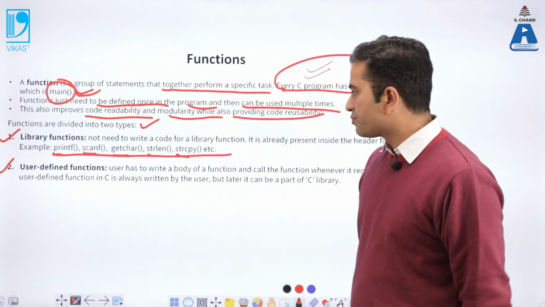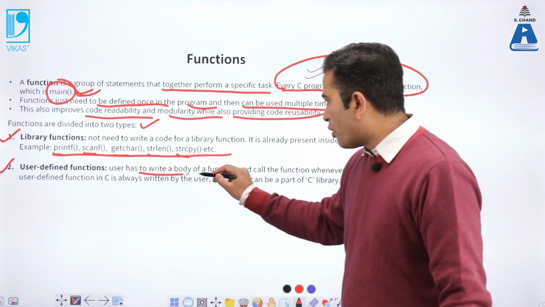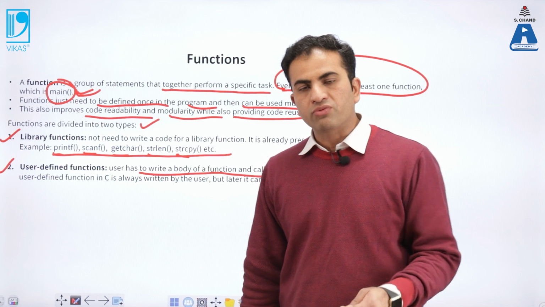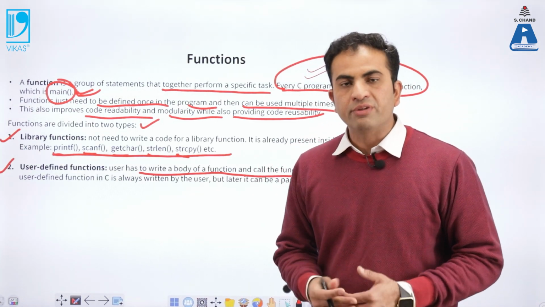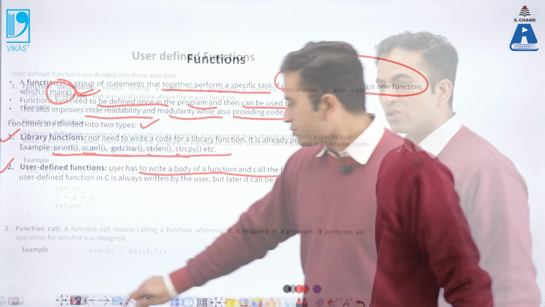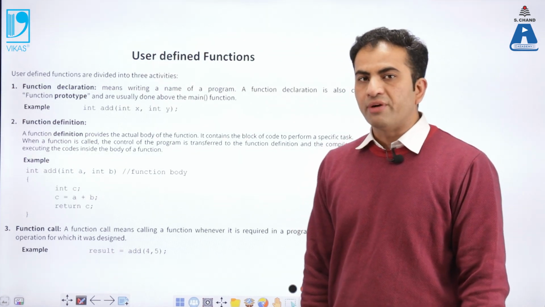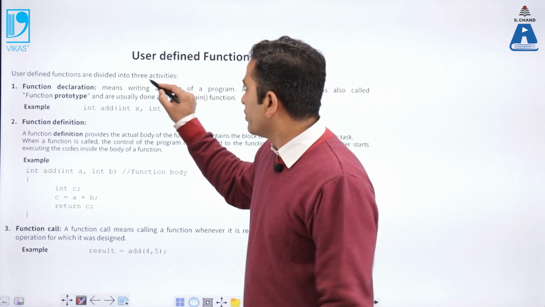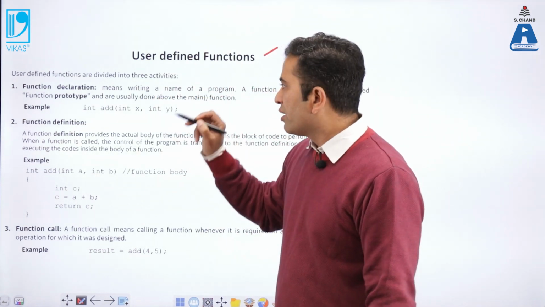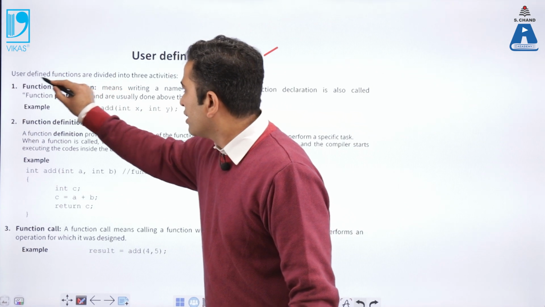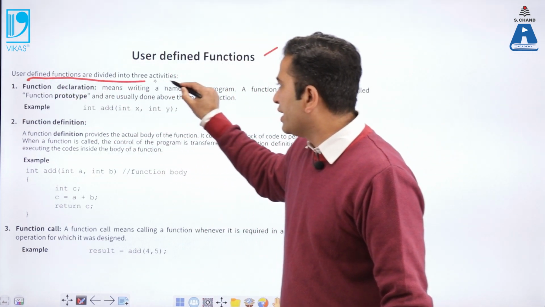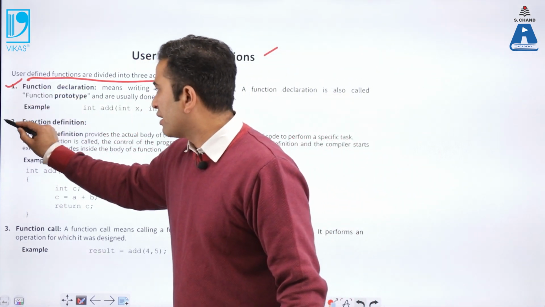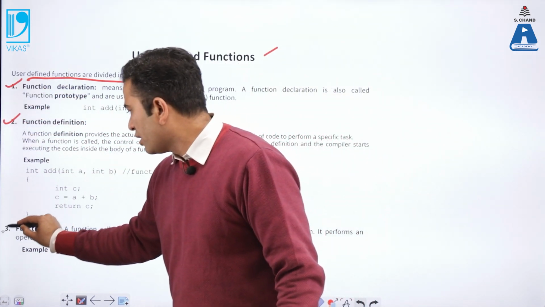A user defined function requires writing a body of the function and calling the function whenever it is required. User defined functions are those functions which are written by the user, by the programmer. So we will focus on the user defined function. If you want to define any function, the function definition is divided into three activities. Number one is function declaration, then function definition, and function calling.